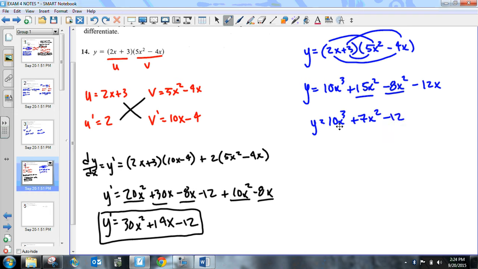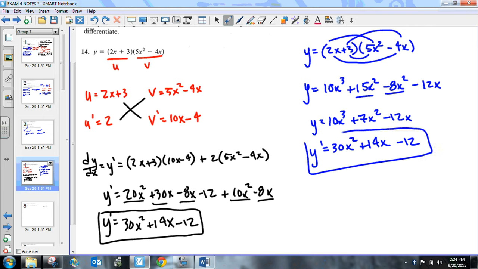Do you guys see it? Do you see it yet? All right, if I find my derivative, if I find y prime, then I drop my 3 down, multiply it by 10, so I get 30x squared, and then I get plus 14x. Oh, and this is an x. And then I get minus 12. Folks, I get the same thing.